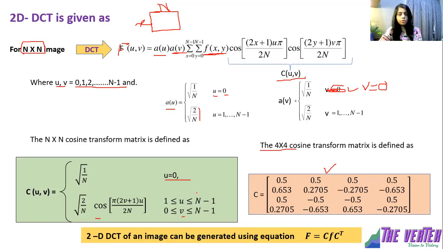Now what you have to do: the two-dimensional discrete cosine transform of an image can be generated by using the equation F equal to C, that means you have to use this matrix, times f, which is nothing but your original image f of x comma y, into the transpose of the same matrix. So this formula you have to use while calculating the discrete cosine transform of an image.